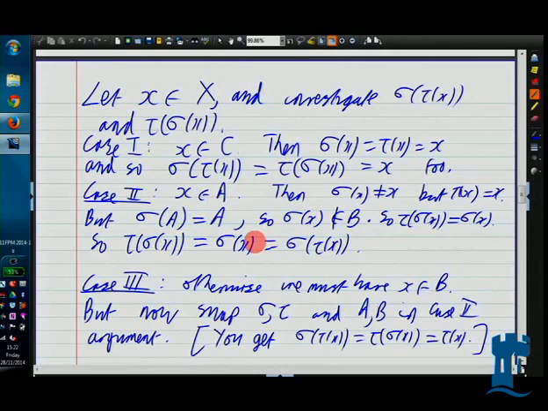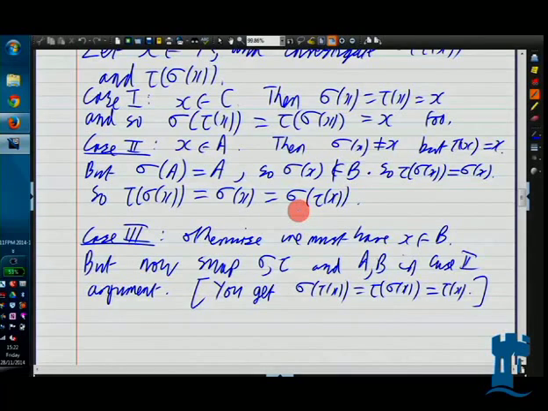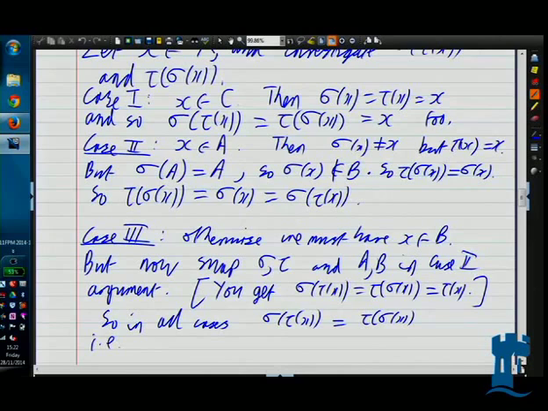It's symmetrical, this whole thing between sigma and tau and A and B. So you're finished. In all cases, sigma tau of x equals tau of sigma of x. In other words, remembering that we're talking about composing permutations, multiplying permutations is composition, so they're equal. We've done it. Okay, any questions about that?